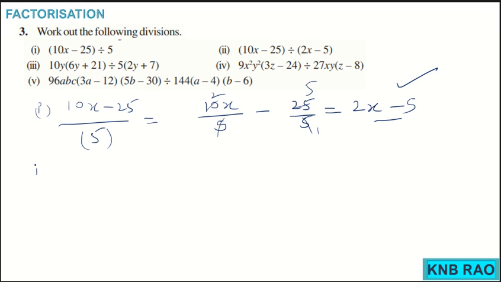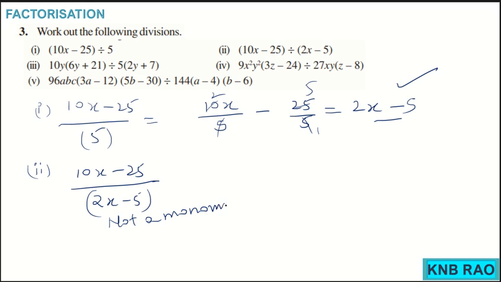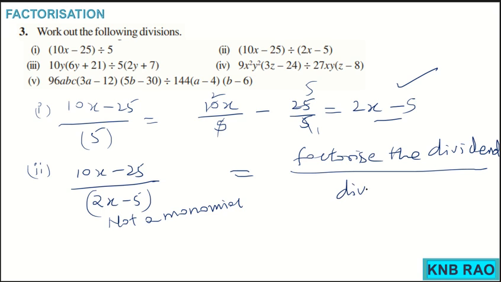Whereas in the second one, try to observe, 10x minus 25 upon 2x minus 5, which means it's not a monomial. So when it is not a monomial, we cannot do it this way. So compulsorily we have to factorize the dividend, and then divide by the divisor, that is the principle. So what is the factorization of 10x minus 25?